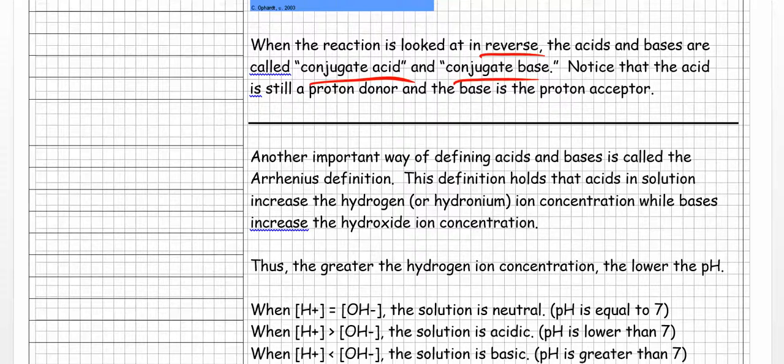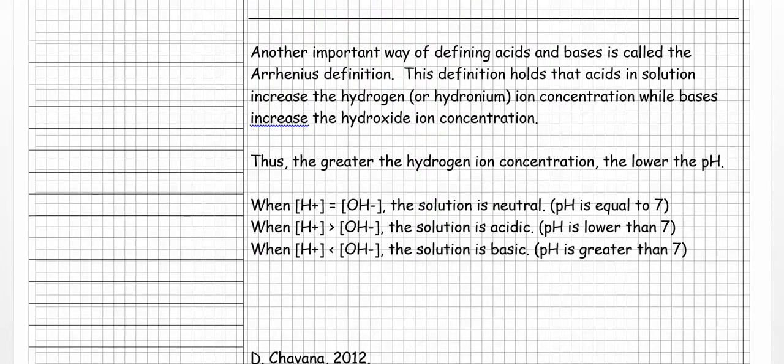Now let's look at a different way of looking at acids and bases. So another important way of defining acids and bases is called the Arrhenius definition. The Arrhenius definition holds that acids in solution increase the hydrogen ion or the hydronium ion concentration.